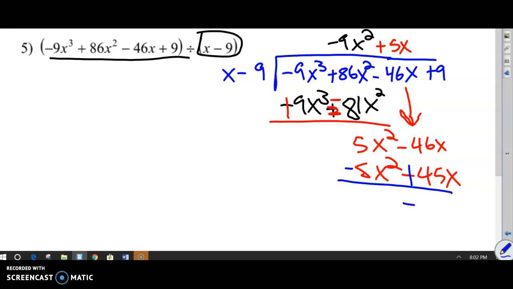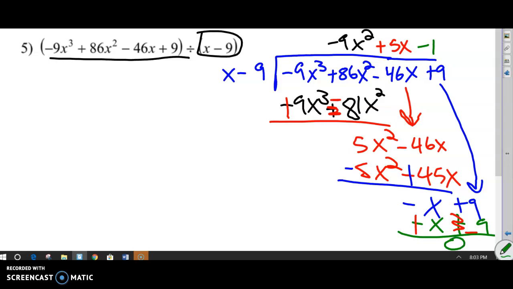I am left with a negative x. Alright, and I need to bring this 9 right on down. Plus 9. Okay, so as I take a look here, I need to get this x, I need to make it a negative x. So my last step up here on the top is to do a minus 1. It's kind of funny because now we make this negative x plus 9. And then we're going to switch our signs because we're subtracting. And we get 0. So no remainder.